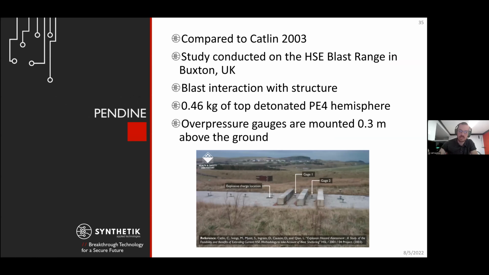Here our charge is going to be 0.46 kilograms of PE4, and it will be top detonated. Then we're going to be looking at our overpressure gauges, which are 0.3 meters above the ground. On the bottom here, you can see the initial setup of the case. We have our explosive charge location, and then we have our 2 gauges located between the first and second and third cylinder or concrete obstructions.